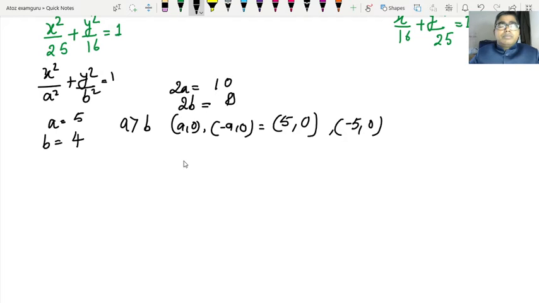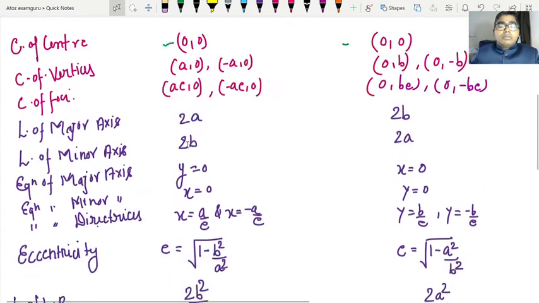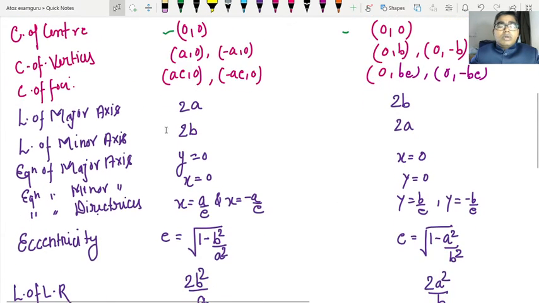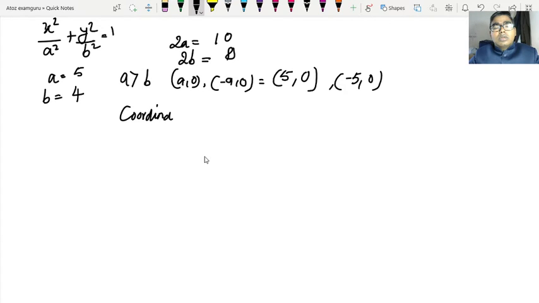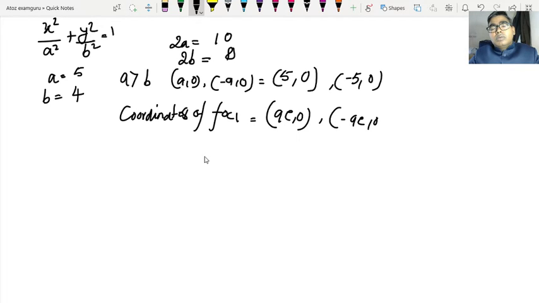Now see, the coordinates of foci are ae comma 0 and minus ae comma 0. And you have to find out the eccentricity, right? And then you can find the other things.